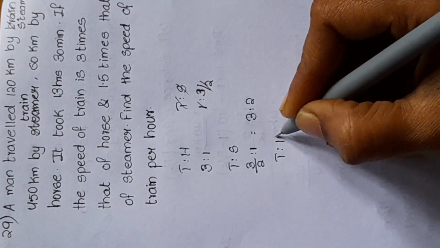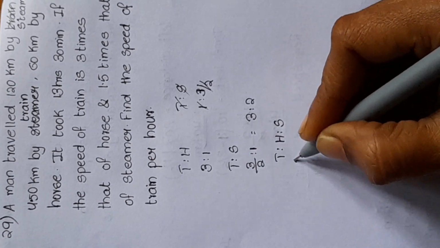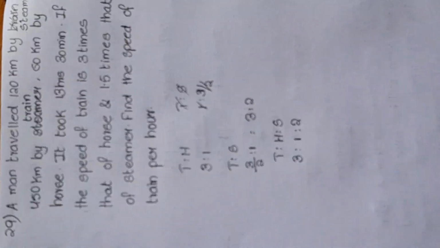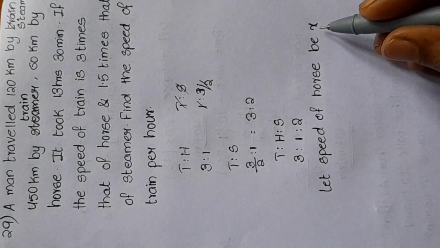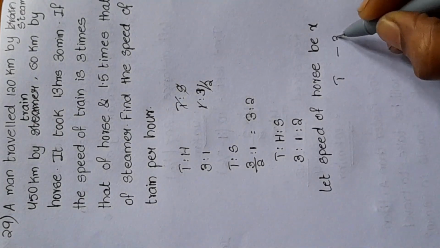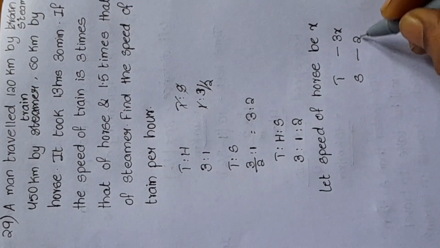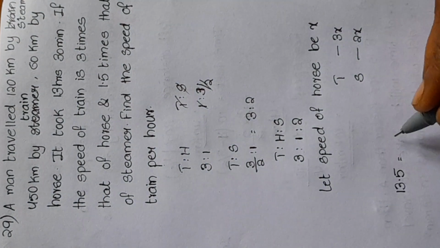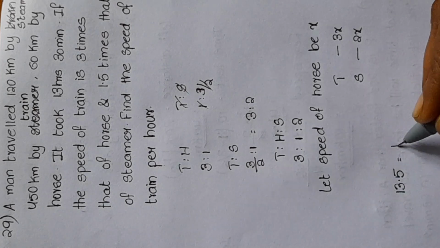So the ratios are T is to H is to S is 3 is to 1 is to 2. Let the speed of horse be x, then for train this becomes 3x and for the steamer it becomes 2x. 13 hours 30 minutes can be written as 13.5, that is, time is equal to distance by speed.